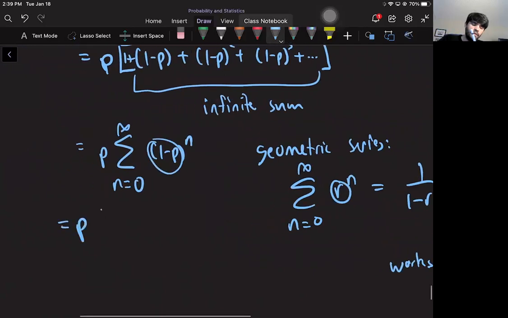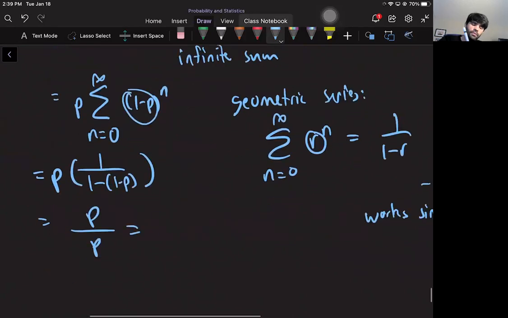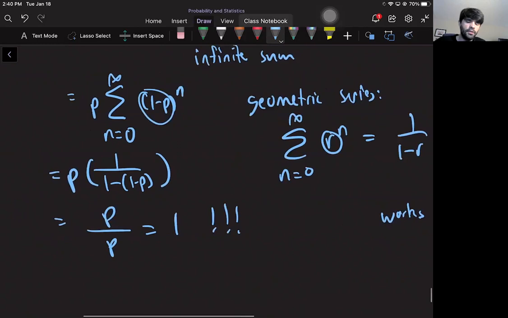Okay, so we can use this formula, except instead of r, it's 1 minus p. So it's p times 1 over 1 minus 1 minus p. And those ones will cancel, and the negative will cancel. P over p is 1, which is exactly what we wanted. Good. Okay, so this is a probability function on an infinite sample space.